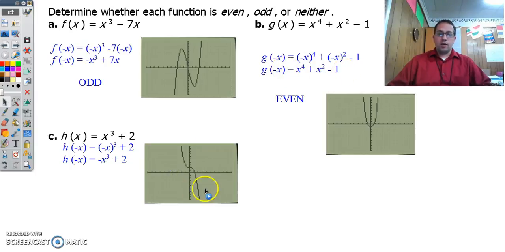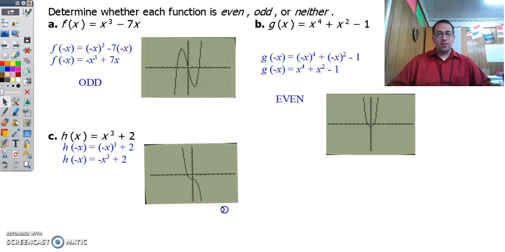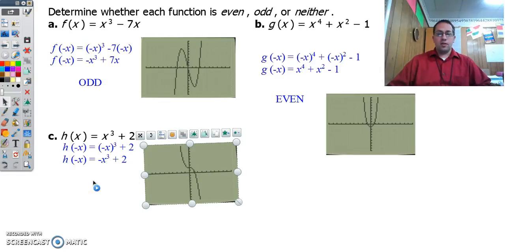And if we look at the graph, could I fold this over the y-axis? No. Could I rotate it around the origin? No. And so, let's see, I can actually do that quick. If I rotate it around the origin, that doesn't look the same, because now my y-intercept is at negative 2 instead of positive 2, right? Not the same thing. So this is not even, this is not odd, this is neither one. Okay.